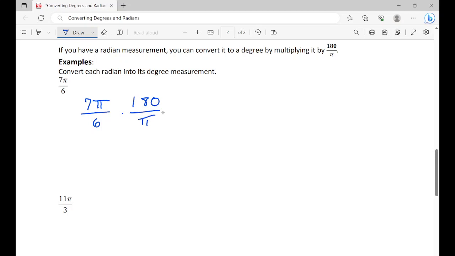And here you can just do the arithmetic. Don't have to go through everything, but the pi's will cancel out. And then 7 times 180 divided by 6 is just going to end up giving you 210. And it's degrees, so don't forget the degree symbol. Like so. So the degree measurement for 7 pi over 6 is just 210 degrees.